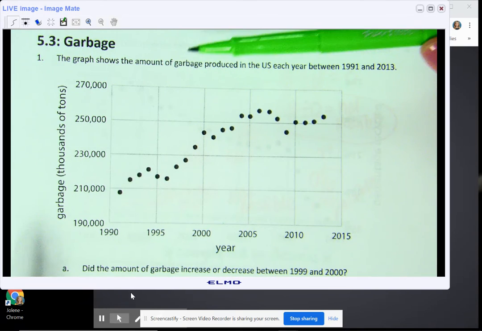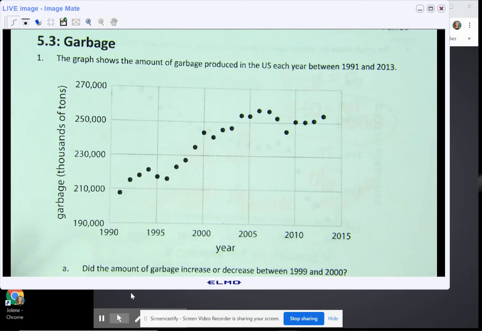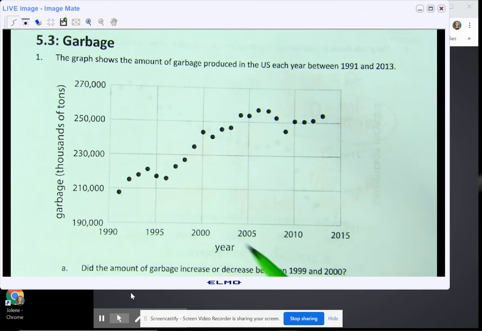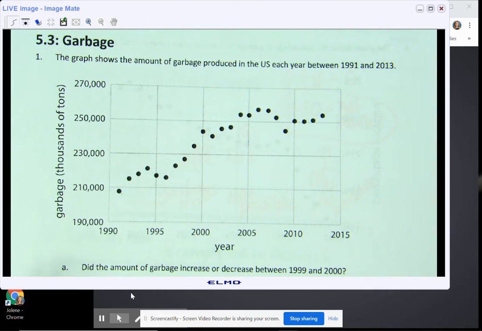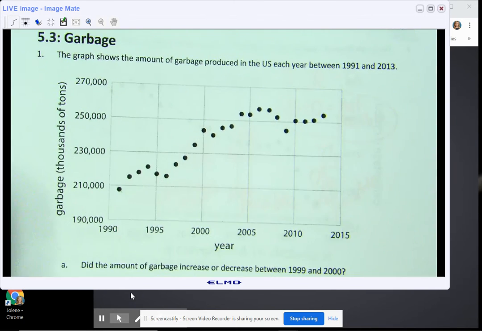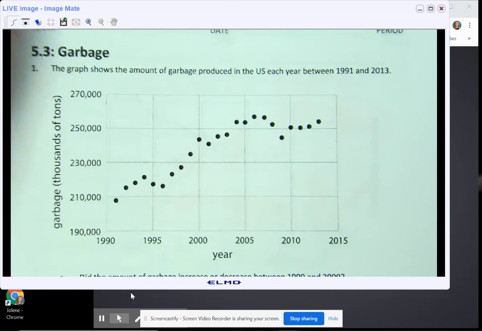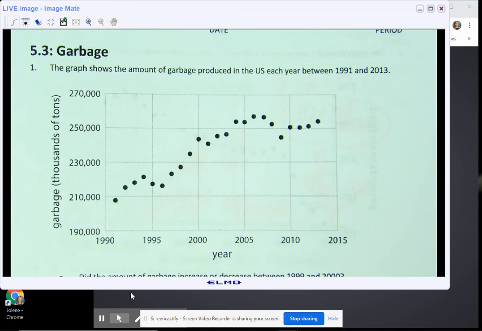The graph shows the amount of garbage produced in the US each year from 91 to 2013. So what you're going to do is you'll see the different dots. Now the dots just show when data was collected. I want you to answer A, B, and C on your own. So you're just going to look at the time periods and answer the question that they ask. Okay, so do A, B, and C on your own.